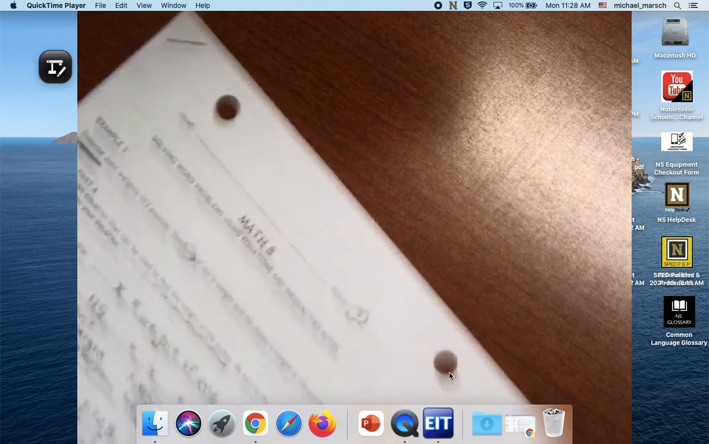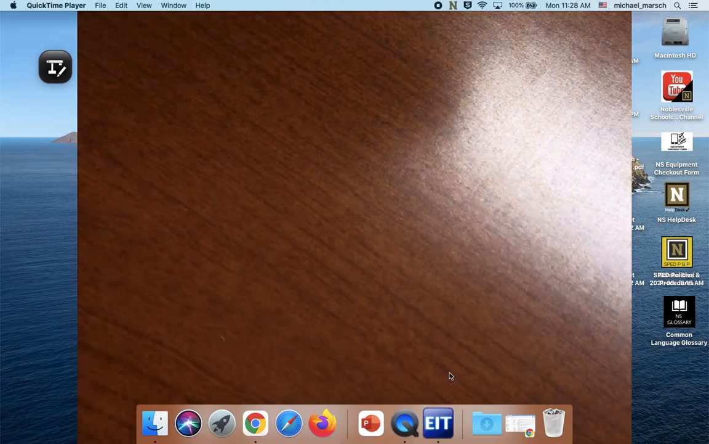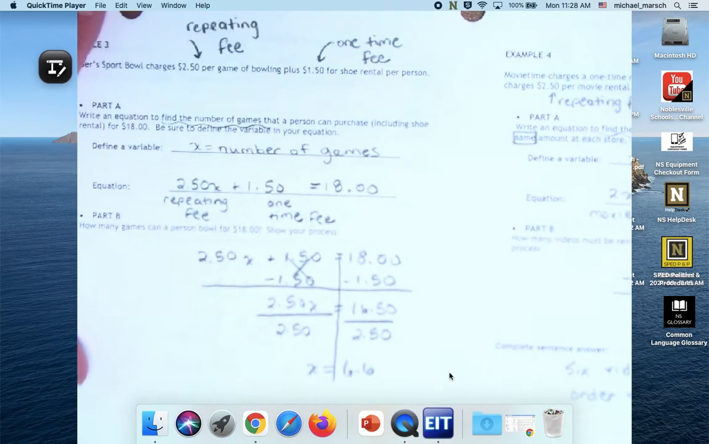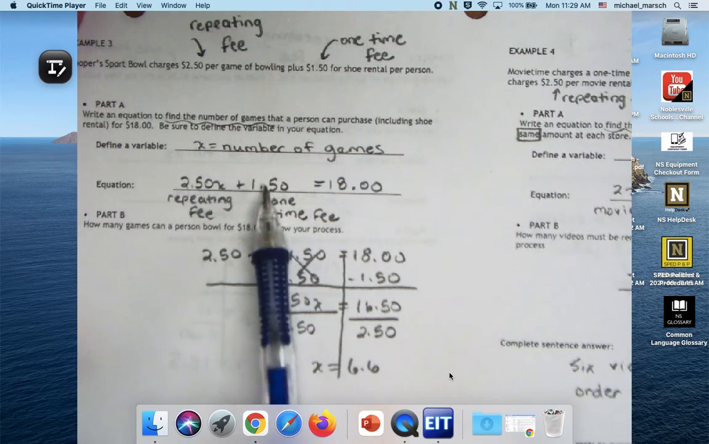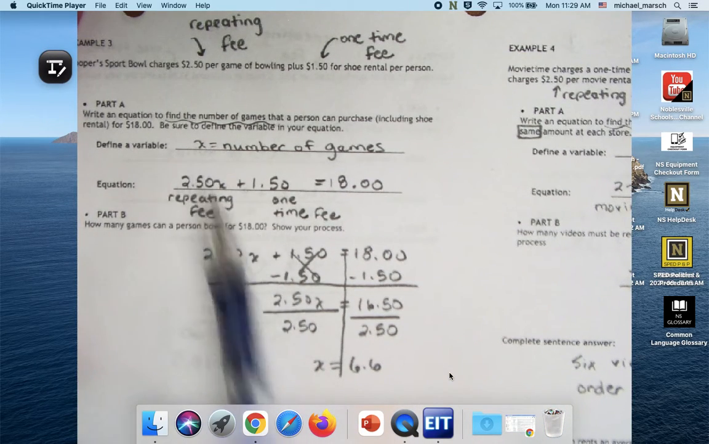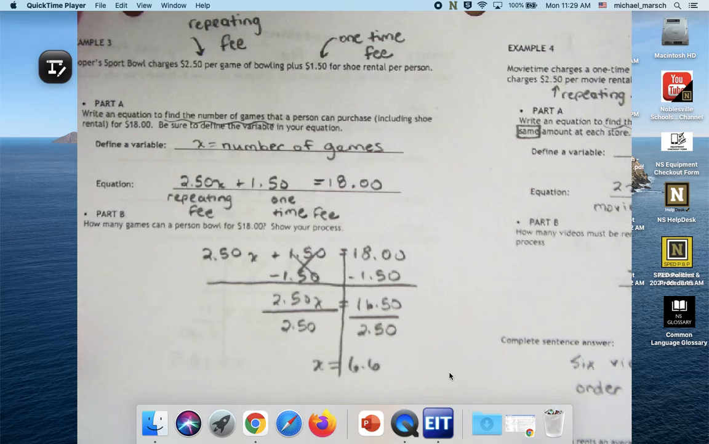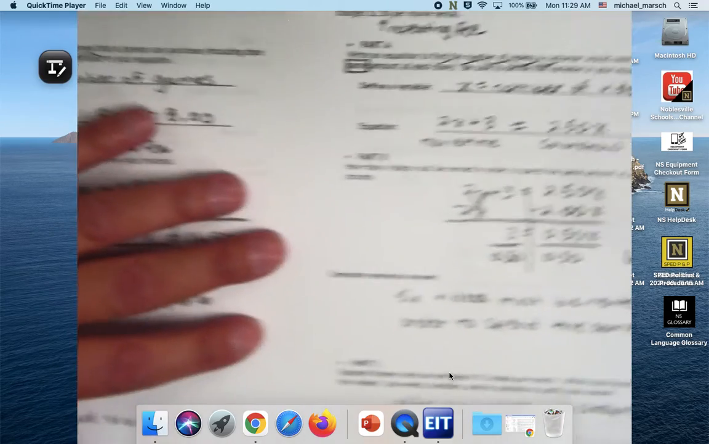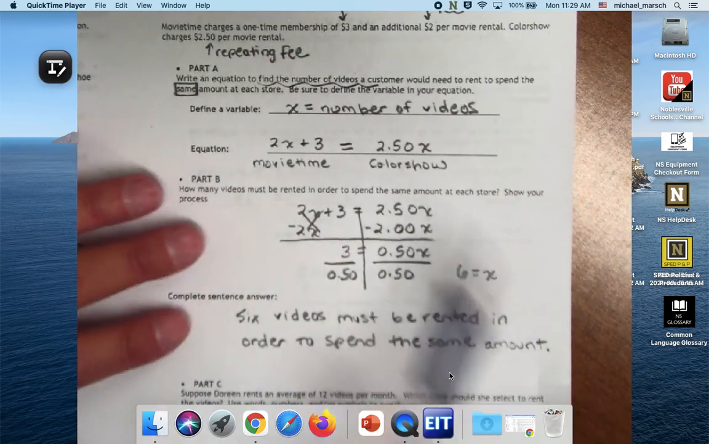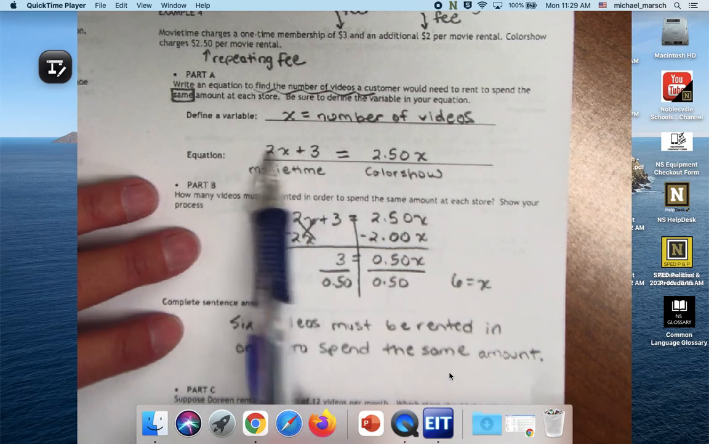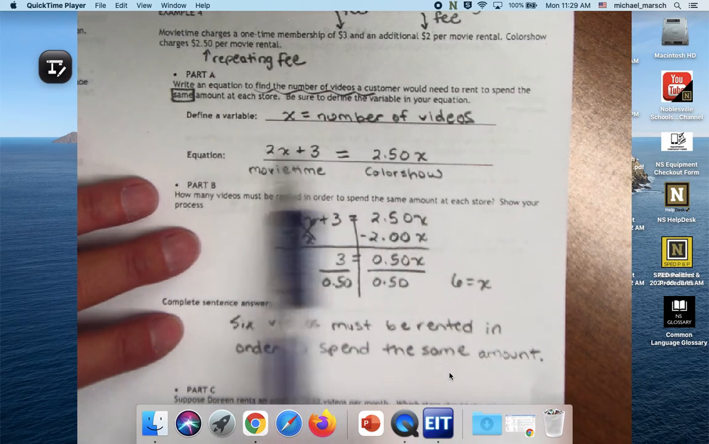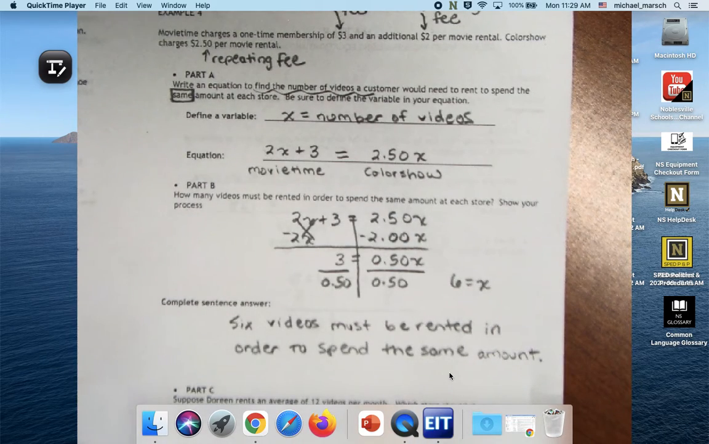Then we talked about, I think it was bowling first, right? One-time fee of the shoe rental, repeating fee here. And then we went on to movie time and color show. And this was slightly different because we spent the same amount, so we had to set them equal to each other. Is this coming back to your memories?